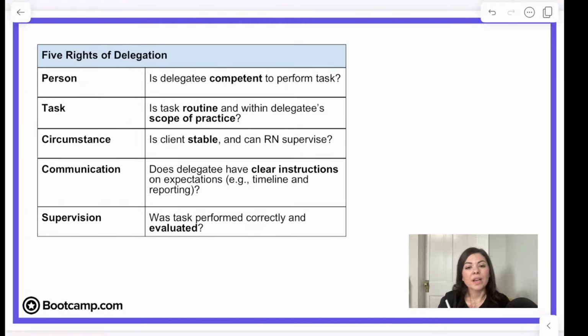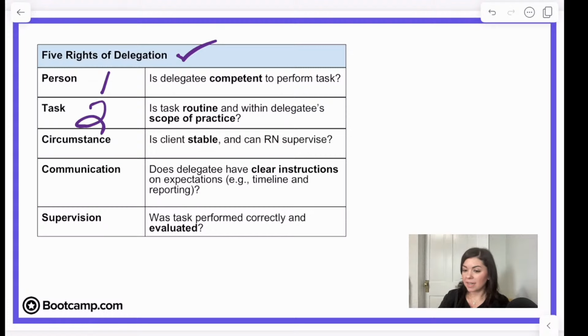And then another great resource that we should always take into consideration are the 5 rights of delegation. This resource is a series of questions we should be asking ourselves when we're trying to determine, is this task appropriate to be delegated? So that first right is person. And that's just asking, is this delegatee, this individual, competent to perform the task? Do we think that the person has the appropriate education and knowledge to be able to perform this?